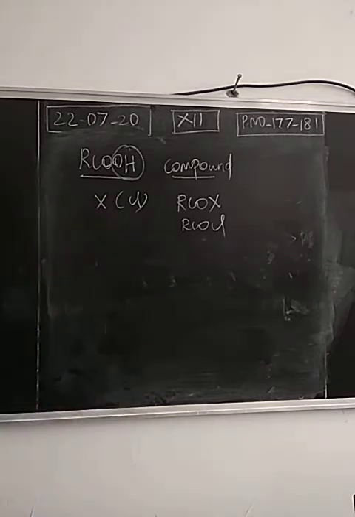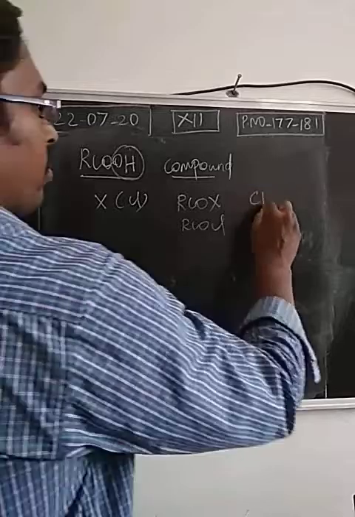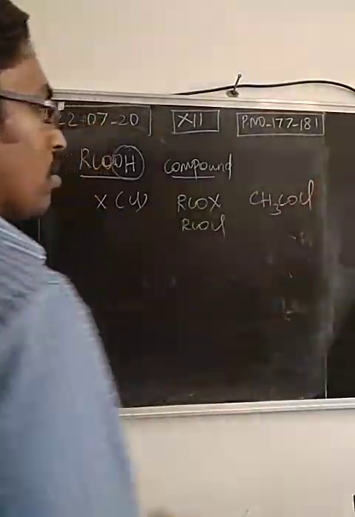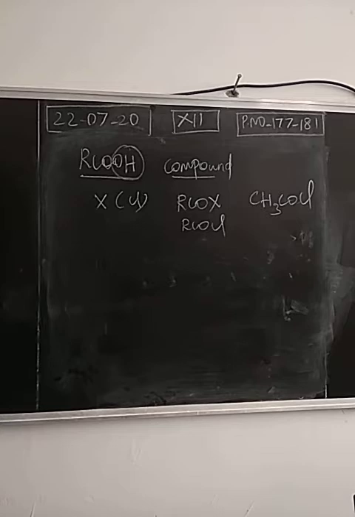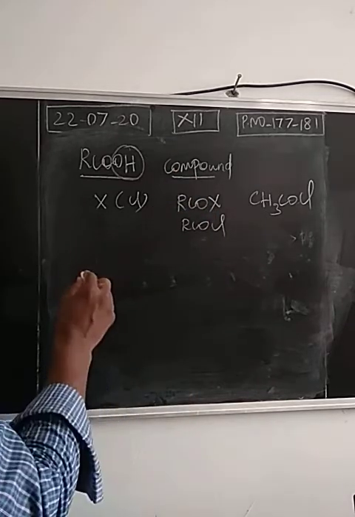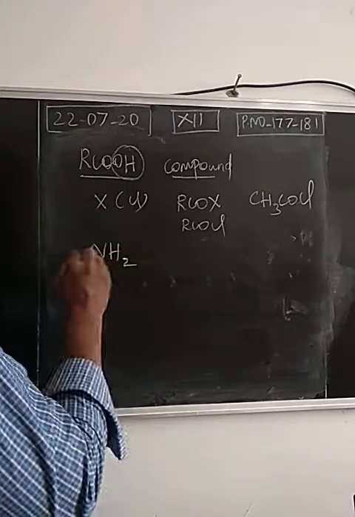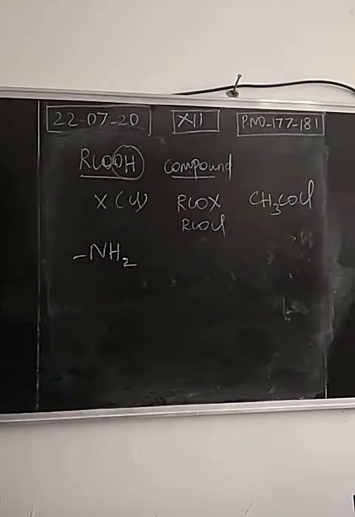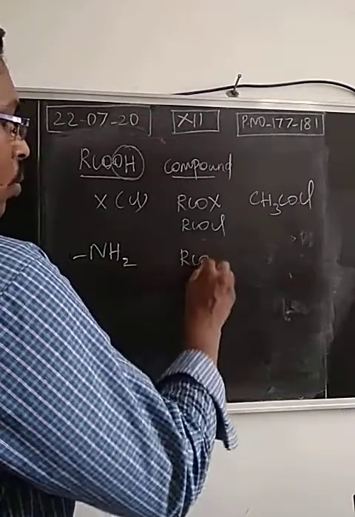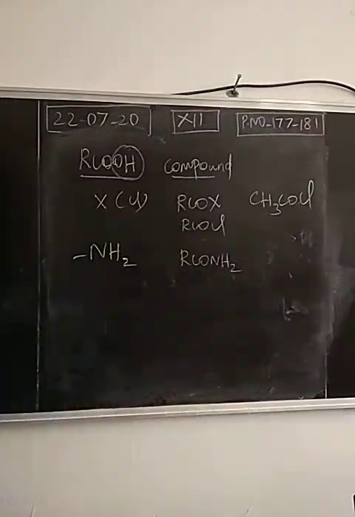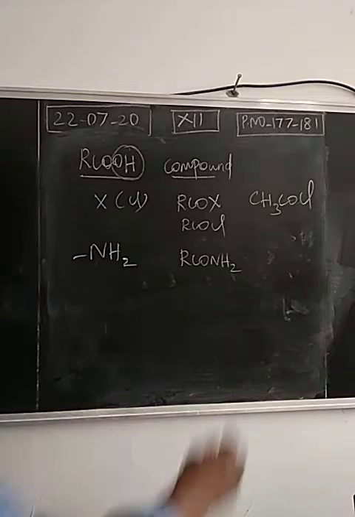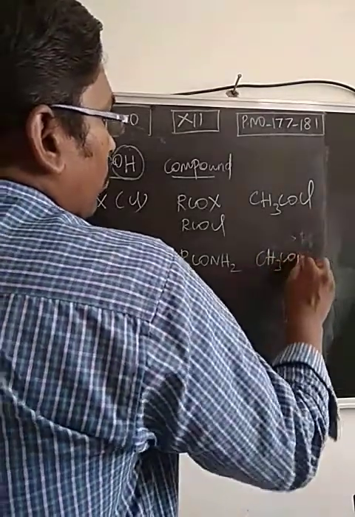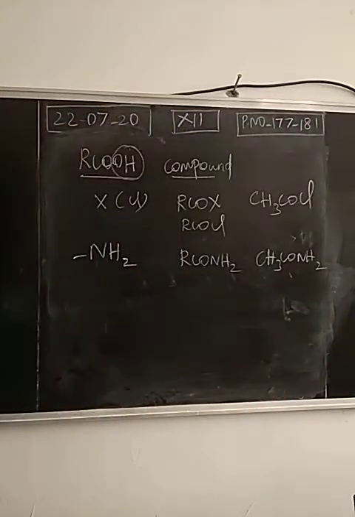So this is called acid halide. If OH is replaced by a halogen, we get this compound, a derivative of carboxylic acid. The general name is acid halide. If it is CH3COCl, this is called acetyl chloride. For the first member, acetyl chloride. Then OH can be replaced by an amino group also. NH2 can replace OH, so this will be RCONH2. This is called acid amide. General name acid amide. First member is acetamide, the common name.